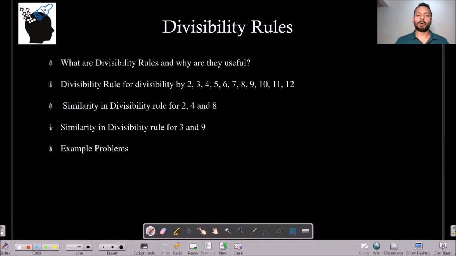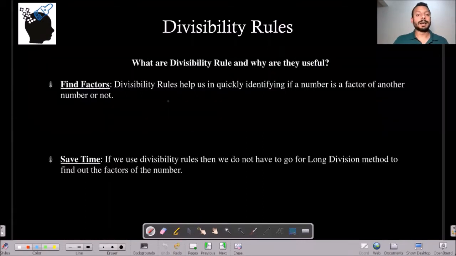So let's get started with what divisibility rules are and why they are useful. So what exactly are divisibility rules? Divisibility rules help us in quickly identifying if a number is a factor of another number or not. Let's take an example. Let's say I give you the number 1234, and I ask you whether it is divisible by 4 or not, or whether 4 is a factor of this number or not. Ideally, you would have divided this number by 4 using the long division method, and then tried to figure out whether this number is divisible by 4 or not.